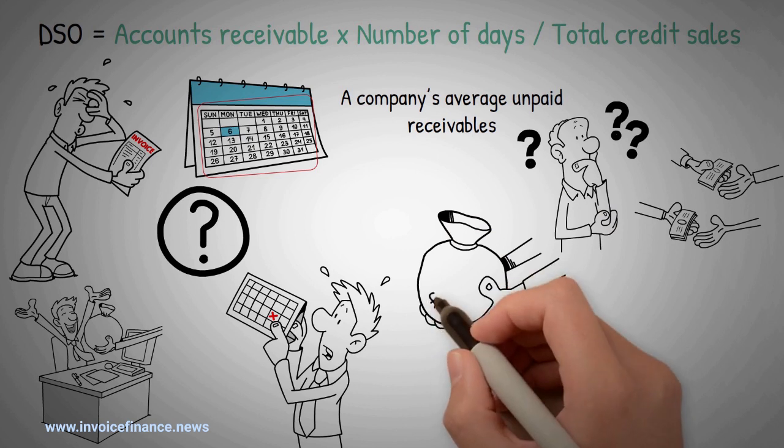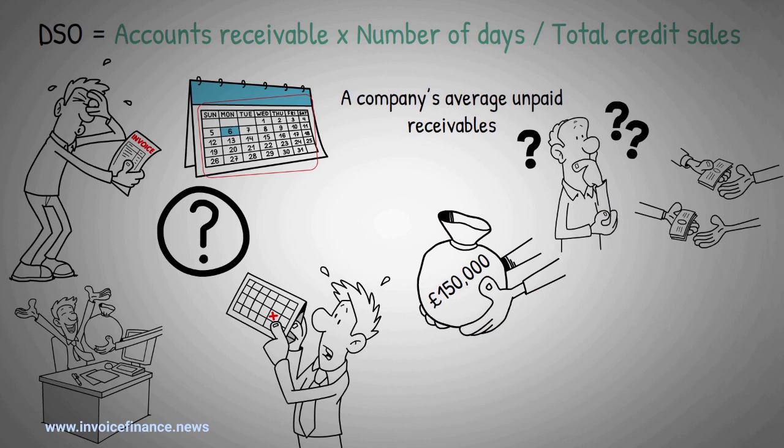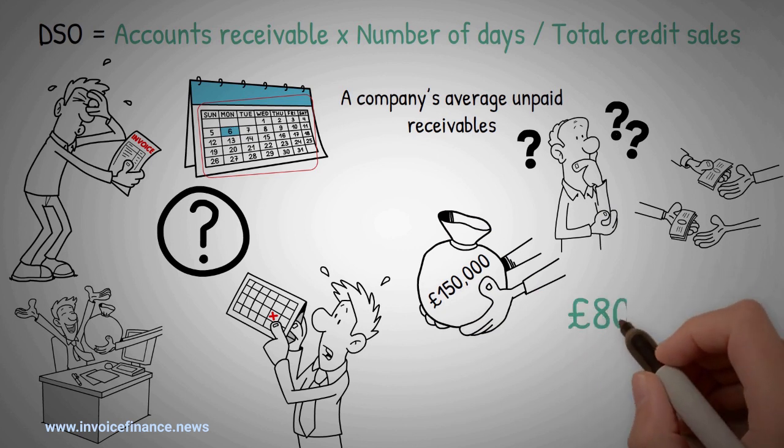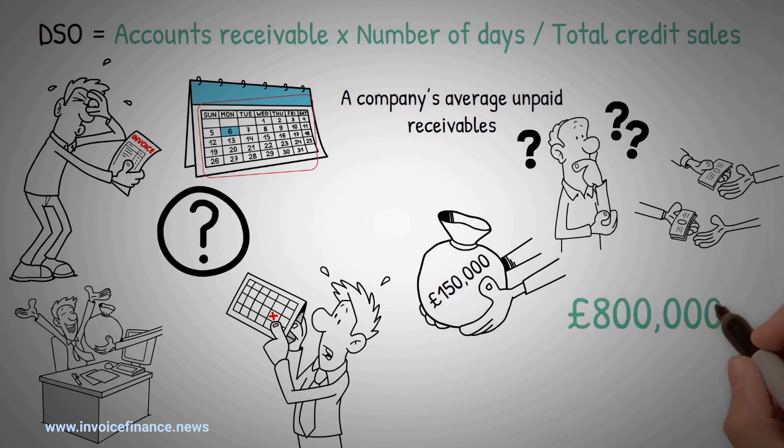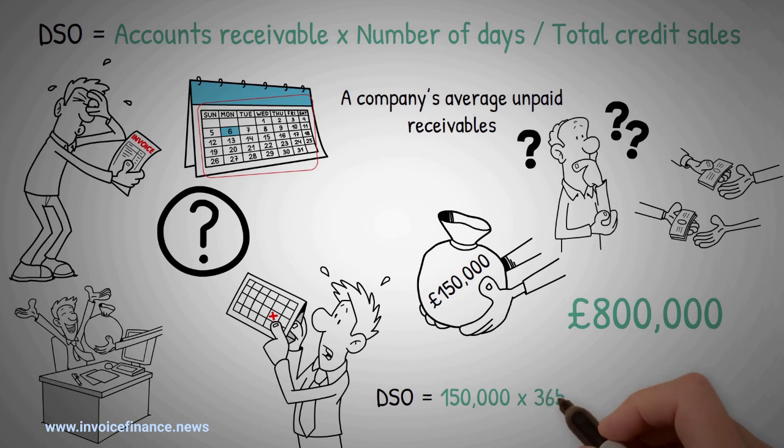As an example, a company has accounts receivable worth £150,000 for a year period. In that period, the total credit sales were £800,000. Thus, DSO equals 150,000 multiplied by 365 divided by 800,000 equals 68.4 days.